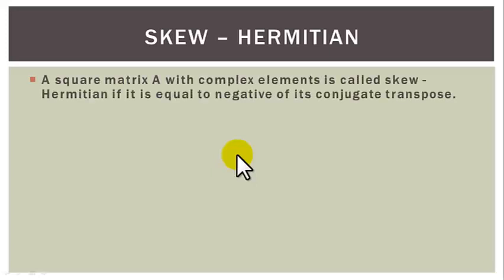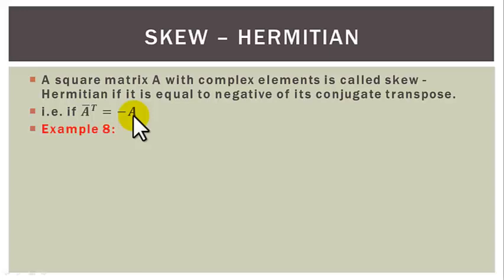Skew Hermitian matrix. A square matrix A with complex elements is called skew Hermitian if it is equal to the negative of its conjugate transpose. That is, if the transpose of A conjugate is equal to minus A, then the matrix A is said to be skew Hermitian.